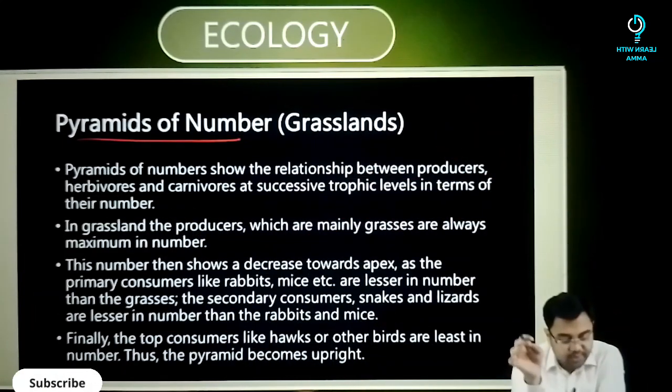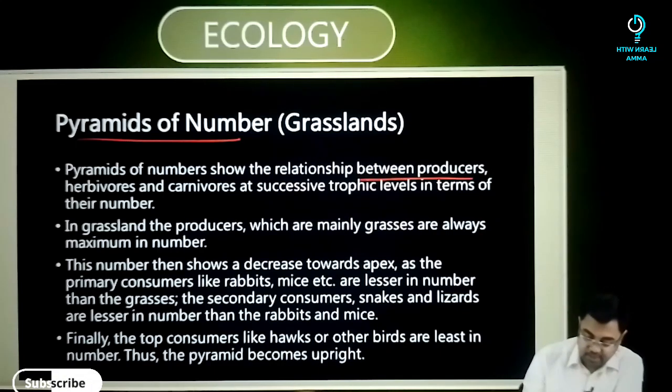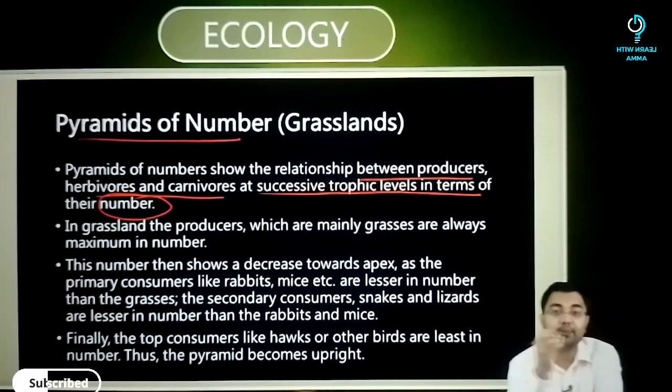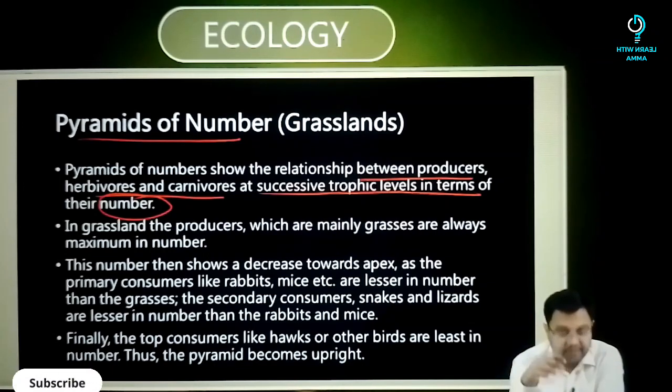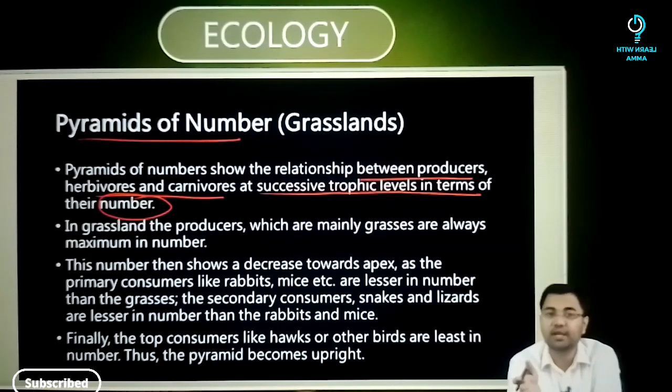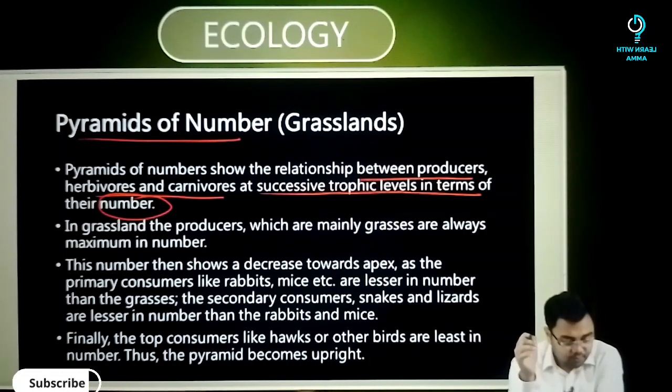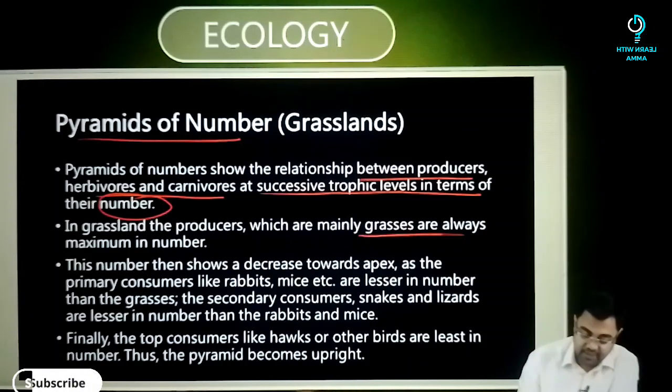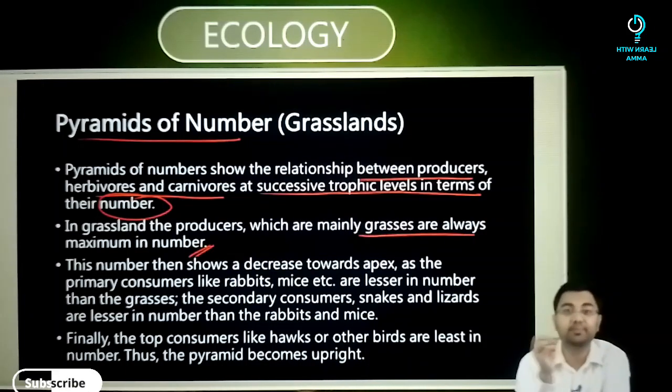First of all, pyramids of number show the relationship between producers, herbivores and carnivores as successive trophic levels in terms of their numbers. So the pyramid of numbers shows the relationship between these three trophic levels in terms of their absolute number. We are not calculating the energy, we are not calculating the mass, but only the number of individuals at each trophic level.